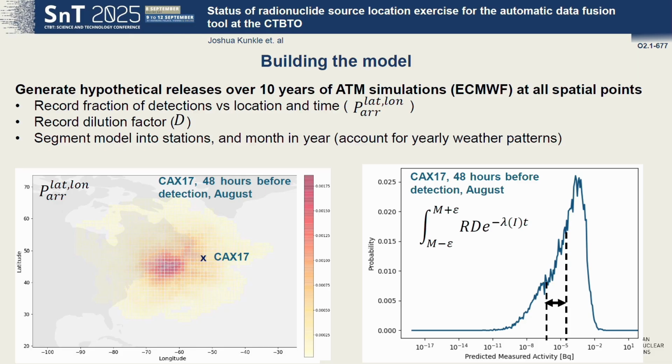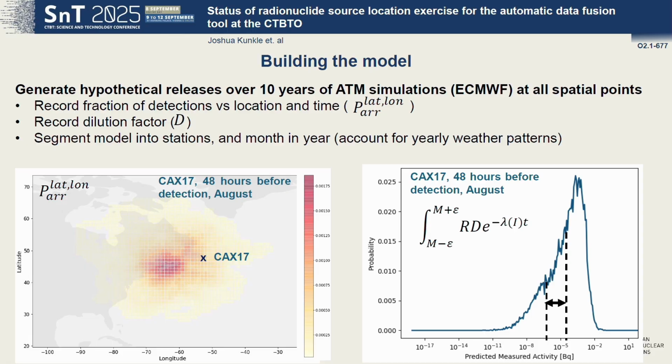What we do is we look over 10 years of ATM simulations and generate hypothetical releases. And we say, okay, if we put a release here, does it arrive at the station? Do that over and over again, and just take the ratio of the number of positive results over the total. And that's what this map here is. For one particular station at one particular time, it gives a probability distribution of would that arrive at the station at that time. And that's this term here.